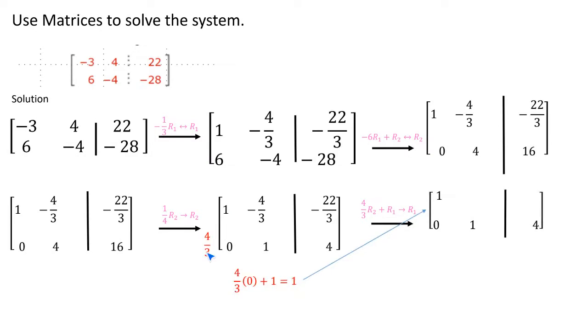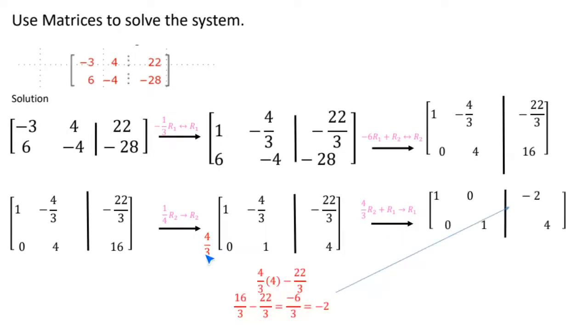So we have 4/3 times 0 is 0 plus 1 gives me 1. 4/3 times 1 is 4/3 plus a negative 4/3 is going to be a 0. And then the last one, 4/3 times 4 is 16/3 minus 22/3 is negative 6/3, which is a negative 2. So now we can see we have ones in the diagonal, 0 everywhere else. And so my answers are x equals negative 2 and y equals 4.